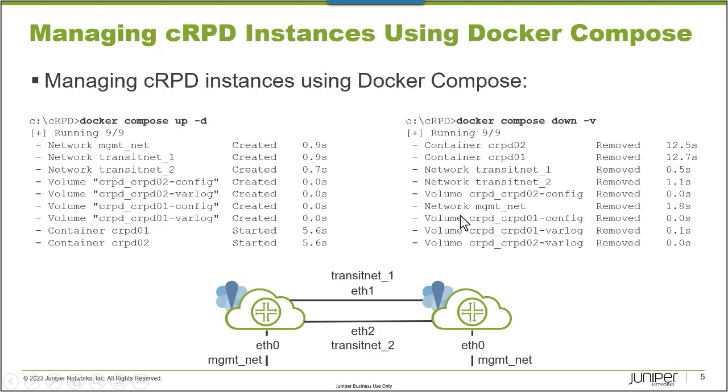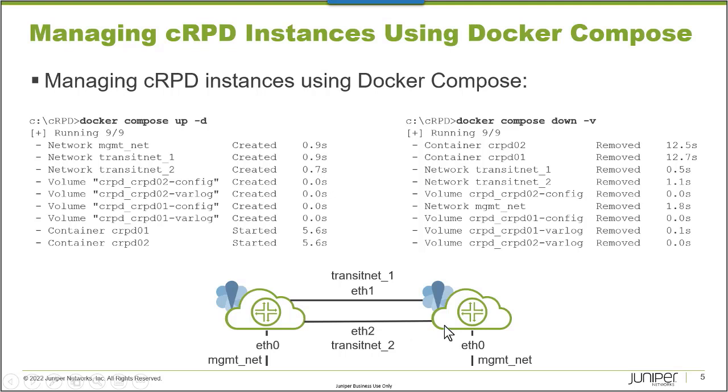Now the example that I'm going to create for you matches this diagram. We're going to use Docker Compose to launch 2 cRPD instances. There will be 3 Docker networks created. There'll be a management network, another Docker network called TransitNet1, and a third one called TransitNet2. Now, these are network names or variables. You can label them however you wish.